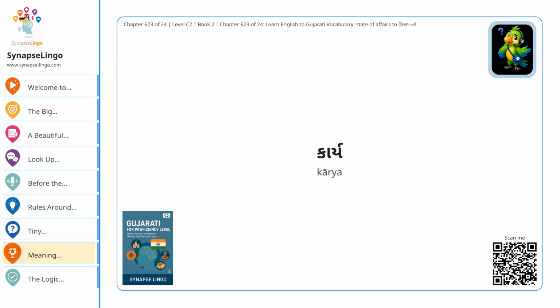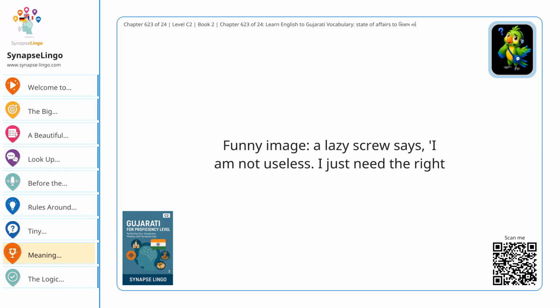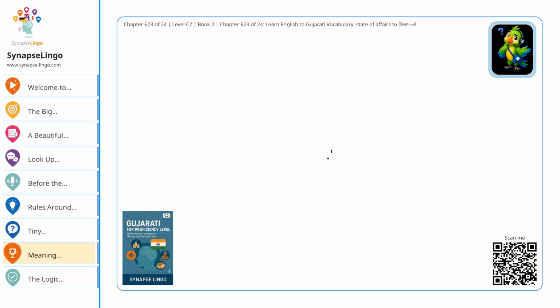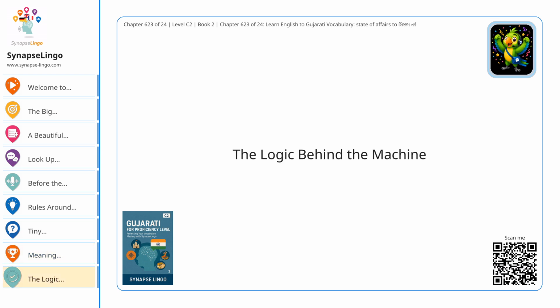Break it down. કાર્ય means function or work, and સંદર્ભ means context. Together, કાર્ય સંદર્ભ. Funny image. A lazy screw says, I am not useless. I just need the right કાર્ય સંદર્ભ. The logic behind the machine.